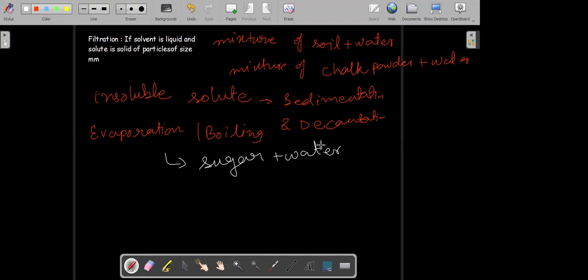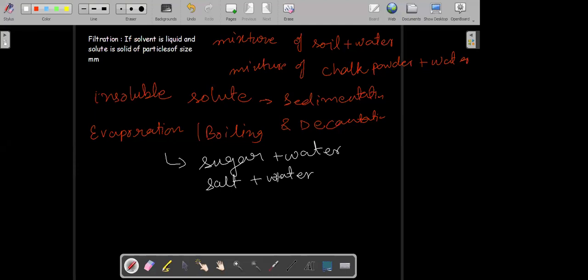Can we take salt and water? Yes, you can also use this process for salt and water, where salt is soluble in water. Okay. So understood these processes: filtration, sedimentation and decantation, evaporation and boiling.